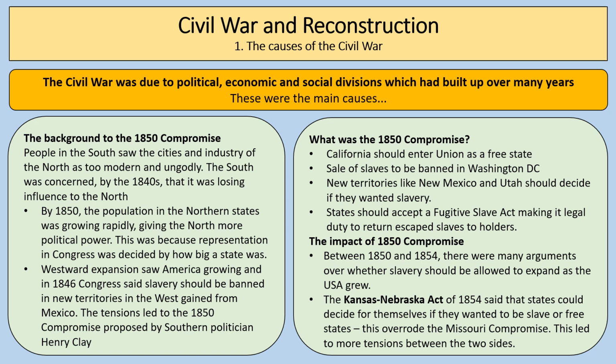Now, the impact of the 1850 Compromise is there were many arguments over whether slavery should be allowed to expand as the USA grew. Now, this led to the Kansas-Nebraska Act of 1854, which is really important, which said that states could decide for themselves if they want to be slave or free states, and that overrode the Missouri Compromise, and that led to increased tension between the two sides, and also tension about the rights of states to make their own decisions rather than the national government in America making those decisions for them.